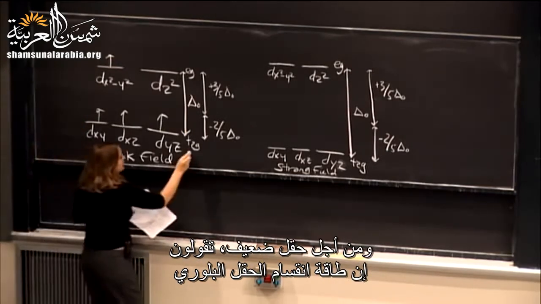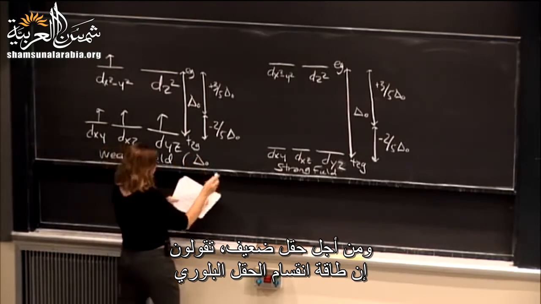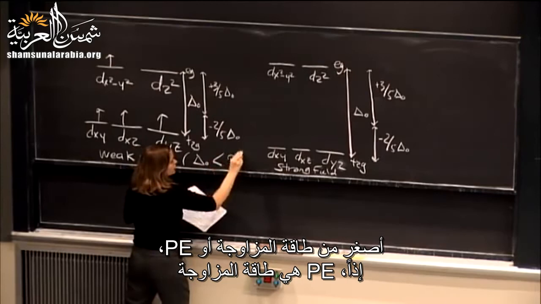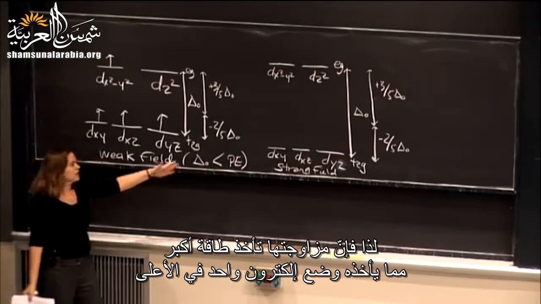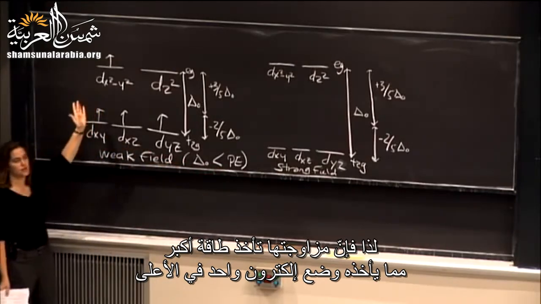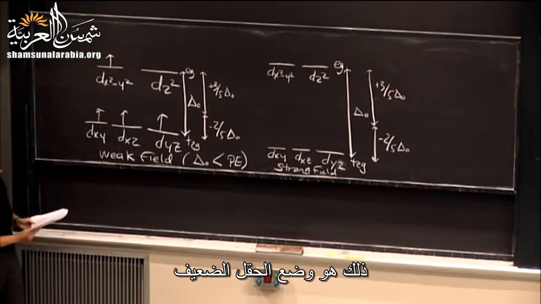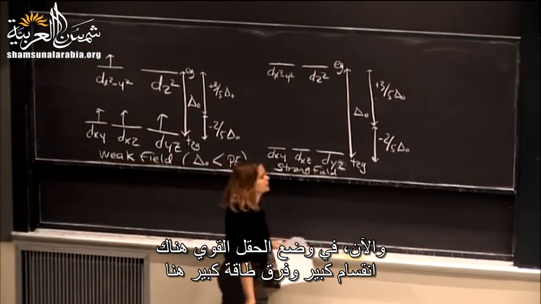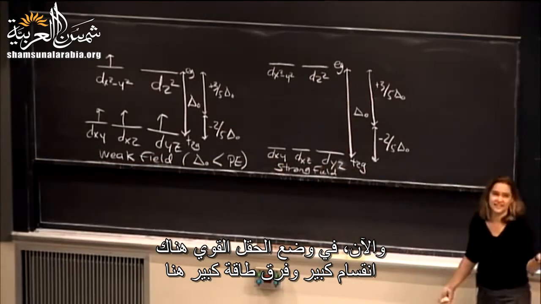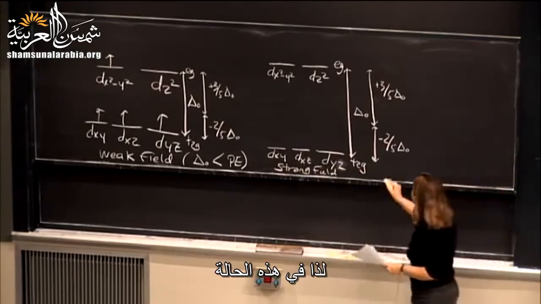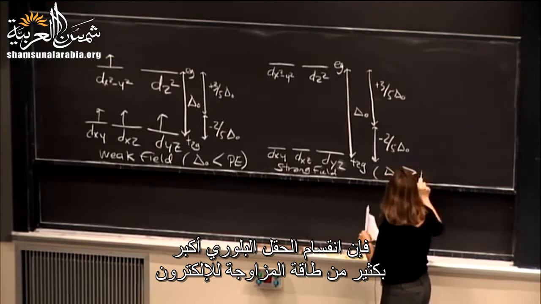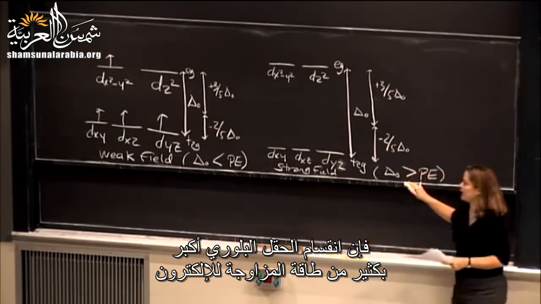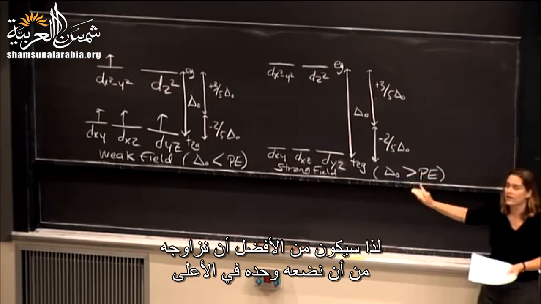And for a weak field, you say that the crystal field splitting energy is smaller than the pairing energy, or PE. So PE is the pairing energy. And so it takes more energy to pair than it does to bump one electron up to the higher level. So that's what a weak field situation would look like. Now, in a strong field situation, there's a big splitting difference, a big energy difference here. So in this case, the crystal field splitting is much larger than PE, that pairing energy for the electron. So it's better to pair than to put one up.